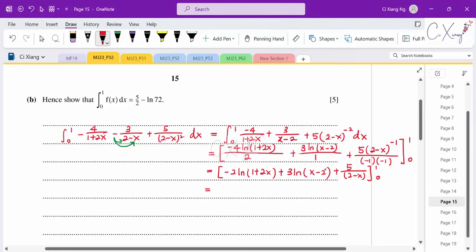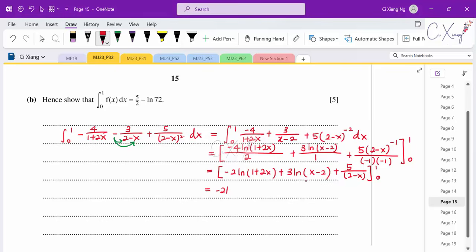Substitute the first limit 1 into the whole equation here. I'm having negative 2 ln 3, right? 1 times 2 plus 1 is ln 3. Then plus 3 ln of 1 minus 2, which is negative 1. Basically, we have to change it to positive because ln of a negative value is undefined. So I will change it to a 1 here. So 3 ln 1. Then plus 5 divided by 1, which is 5. So I write as 5.